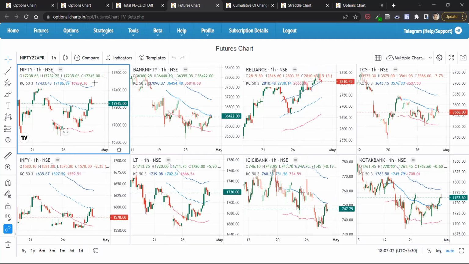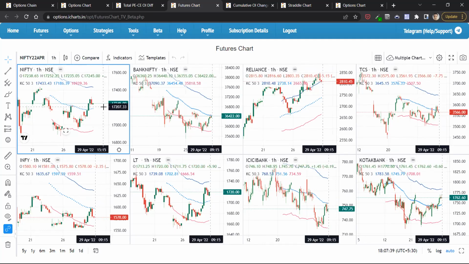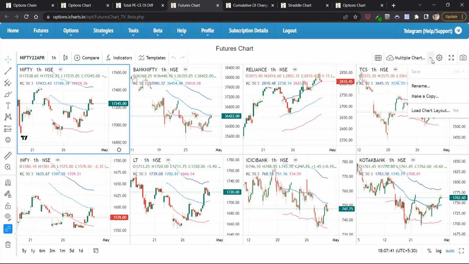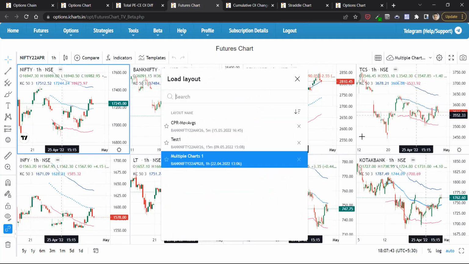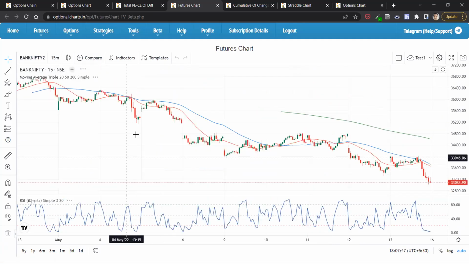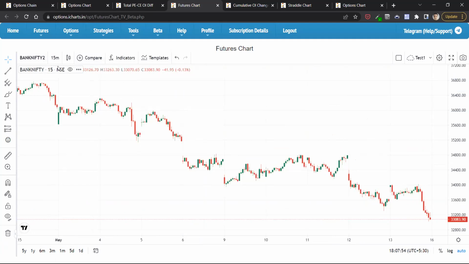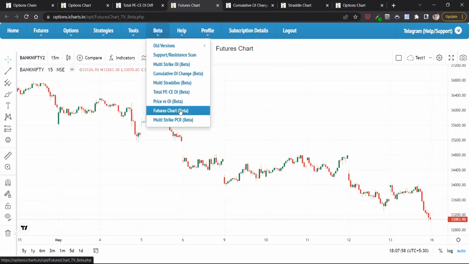Let me see, because you can add any number of symbols for comparison here. So I think it should be possible in this chart. I'm saying in one window, not 8 windows or 10 windows. No, one window only. Okay, let me try, one minute. If you can show, then it is fine. Where is this option available? Can you please show it again from the beta futures chart.